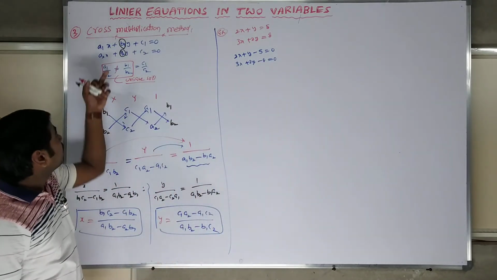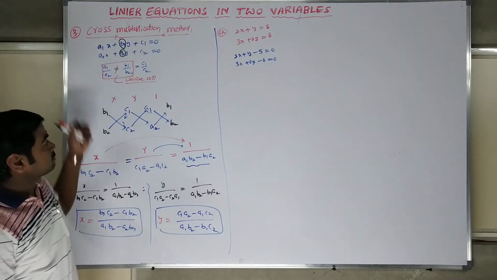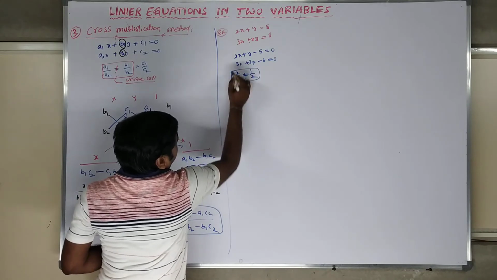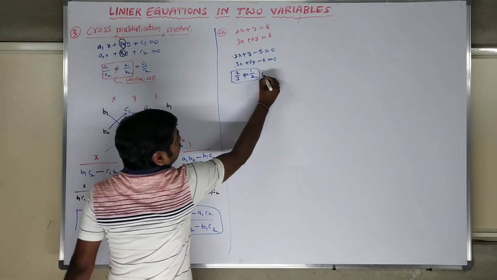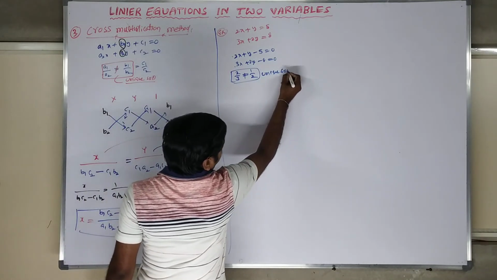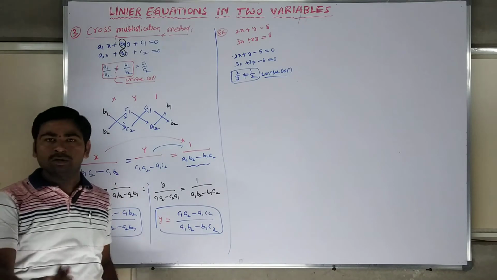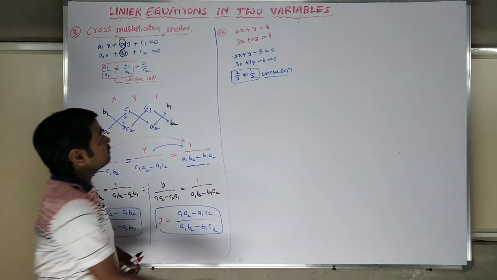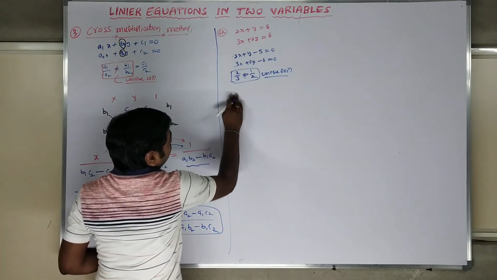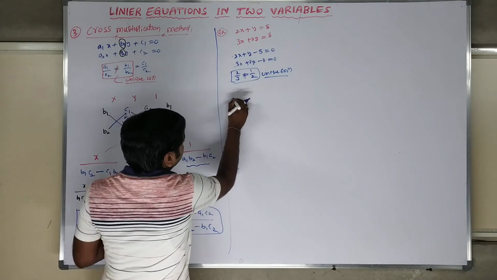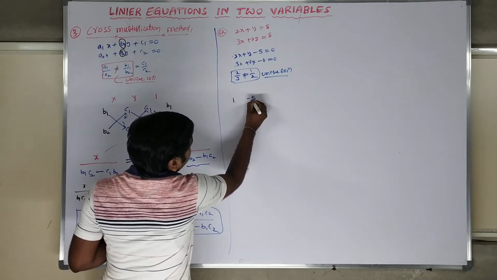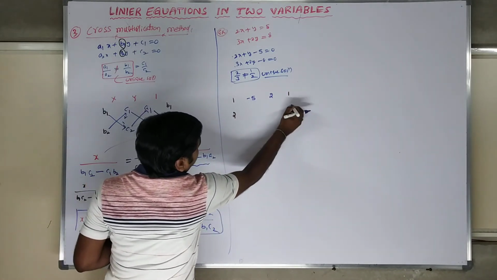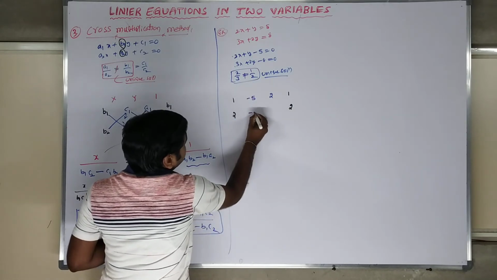After writing the equations, please check the condition. So 2 by 3 is not equal to 1 by 2. Both are not equal, so it has a unique solution. When you have a unique solution, you can apply this method. Start applying B1, C1, A1, B1. The B1 coefficient is 1, and the constant is minus 5, then 2, then again 1. Next, here it is 2, then the last also comes 2, then minus 8, then 3.